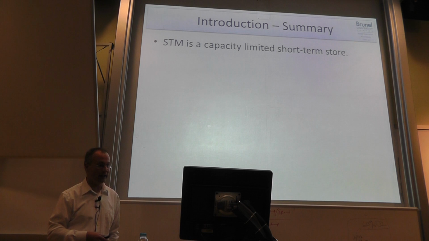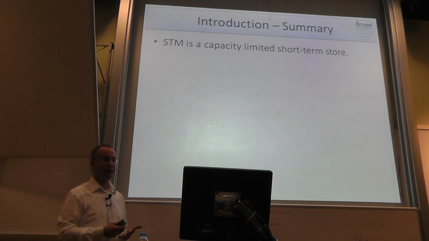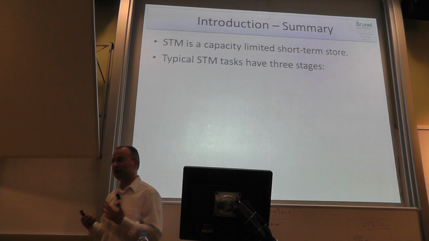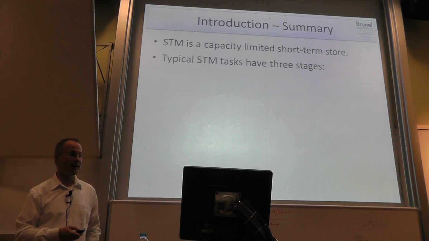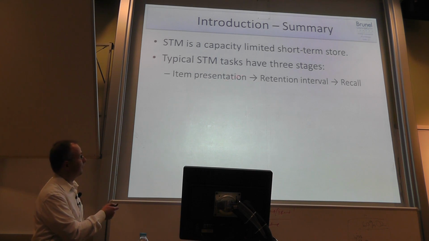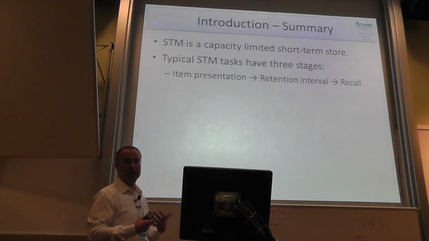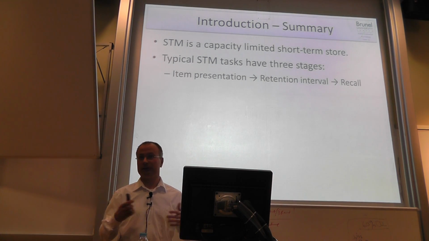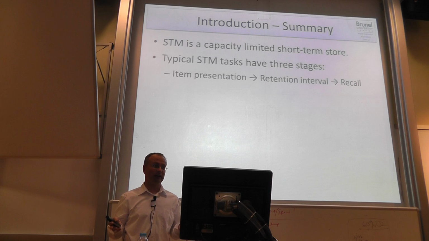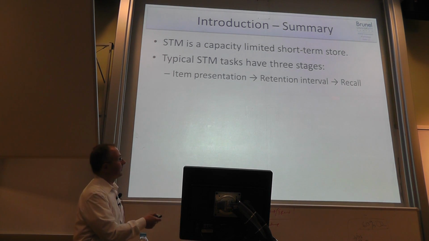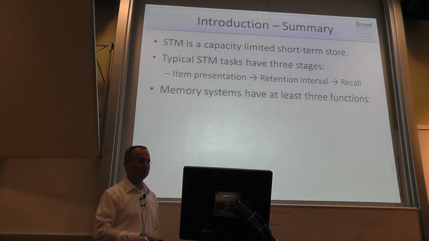Okay, so to summarize, we've seen that short-term memory is a capacity-limited short-term store, and that a typical short-term memory task has three stages. We first start with the item presentation, then we have potentially a retention interval. In the task you have just done, the retention interval was 0. Directly after the last word, I asked you to recall. And then you do recall or recognition.